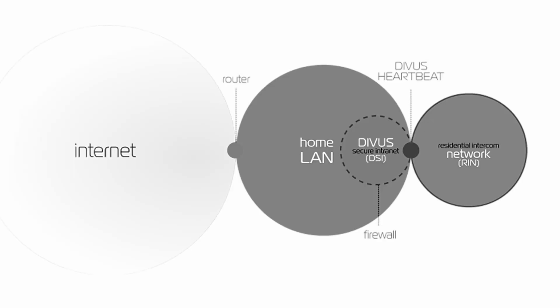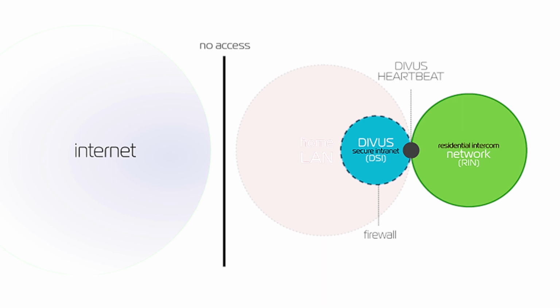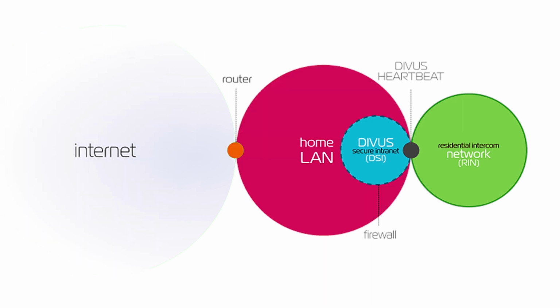We have three networks. The network for our home automation devices is called Divus Secure Intranet, or DSI for short. The network for external devices and intercoms, which are intended to communicate through intercom with our home automation devices, is called Residential Intercom Network, or RIN. In an island system, these two networks will be all there is. If you wish to have a communication with the household appliances, the Wi-Fi, and probably also the internet, then there will be a third network, which we call home LAN.